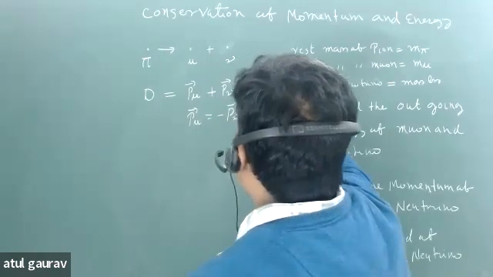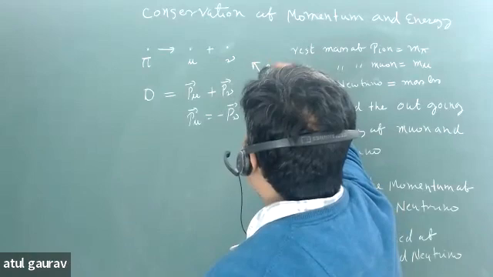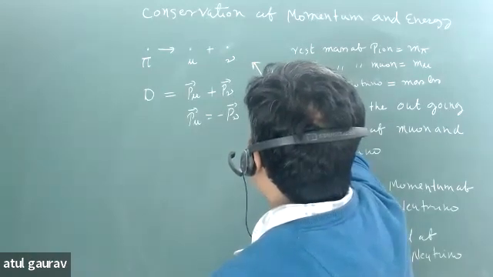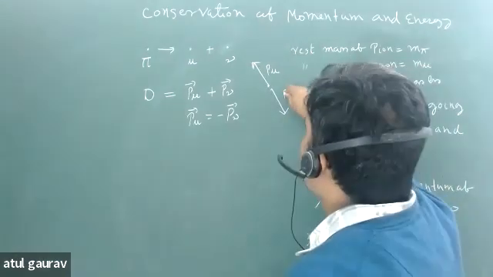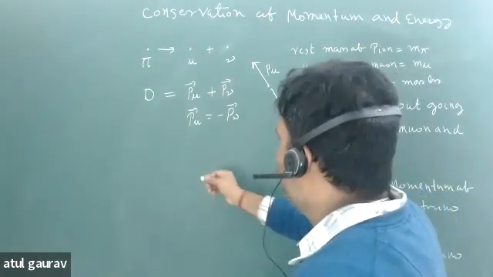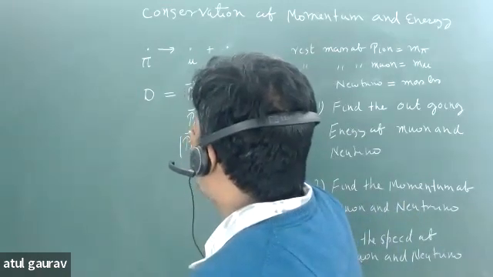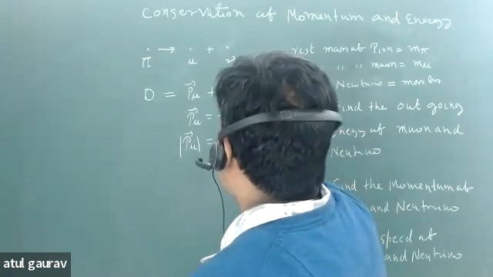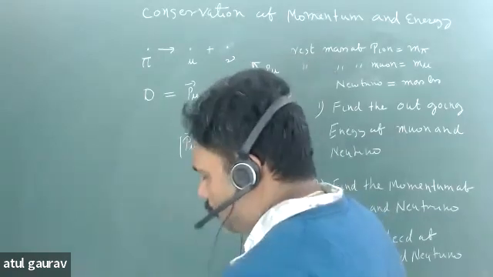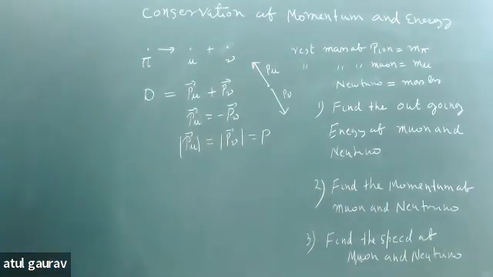What is the meaning of that? If the muon is going in this direction with momentum P mu, then the neutrino is going in exactly the opposite direction with momentum P nu. So from here, we can reduce the variables: P mu is equal to P nu is equal to P. So we can easily reduce these variables.